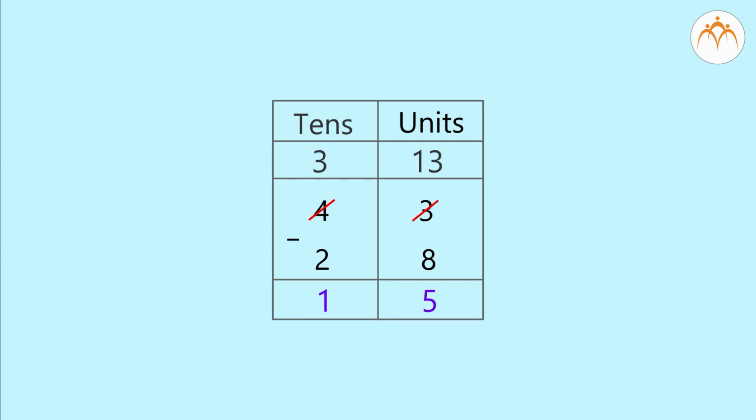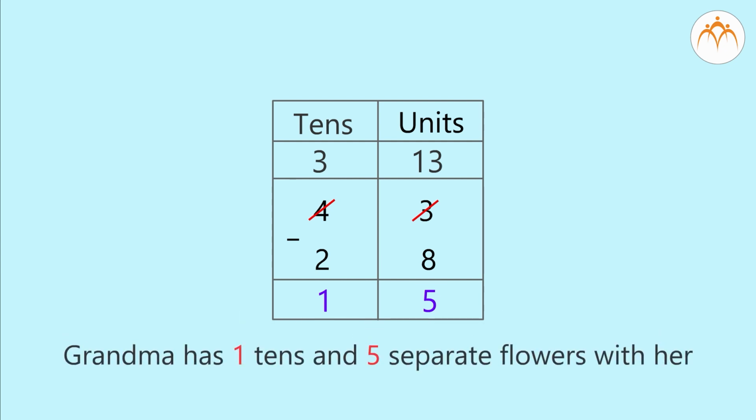4 tens and 3 units minus 2 tens and 8 units. After splitting 1 ten, we have 13 units. So finally, we have 1 tens and 5 units. Grandma has 1 tens and 5 separate flowers with her. In this way, we subtract by carrying over after splitting the tens.